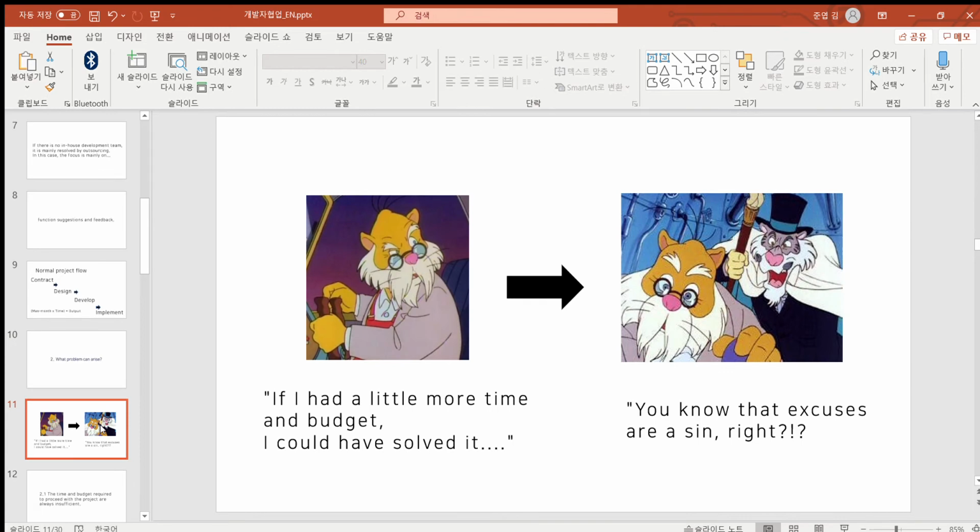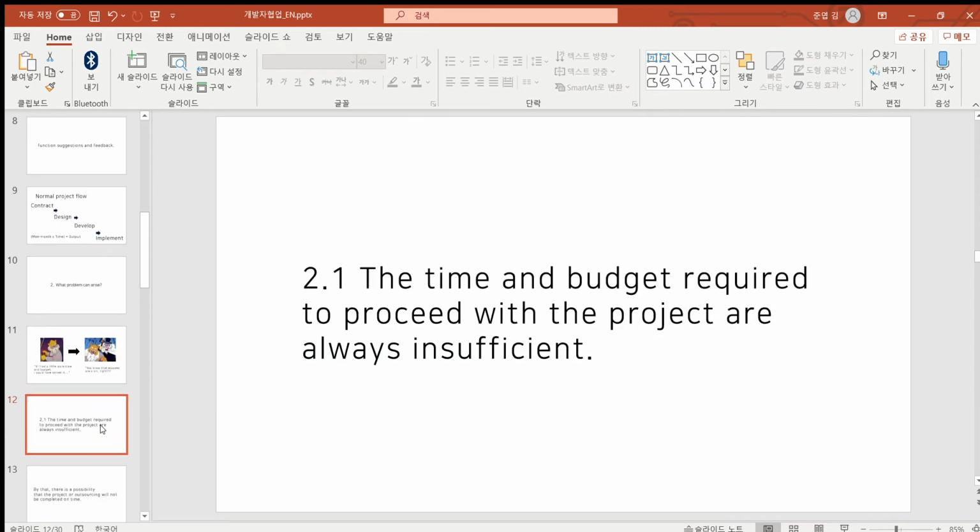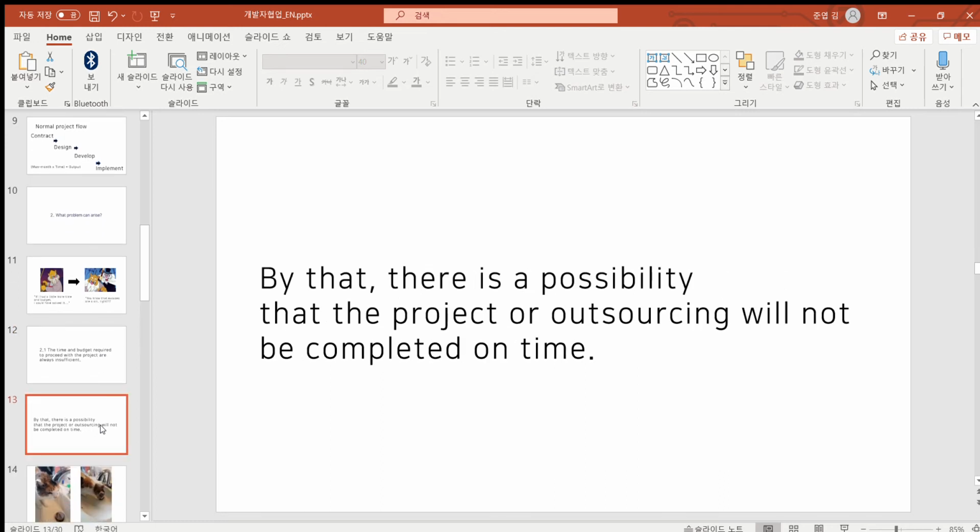For example, if you work on a software development project, they're always saying, if I had a little more time and budget, I could solve it. But those excuses are the same, right? This slide indicates that even though you're working with a really good company, the time and budget required to proceed with the projects are always insufficient. So there's a possibility that the project or outsourcing will not be completed on time.